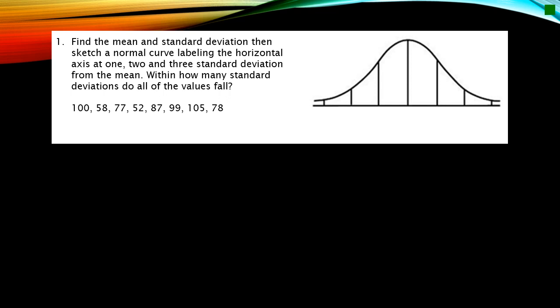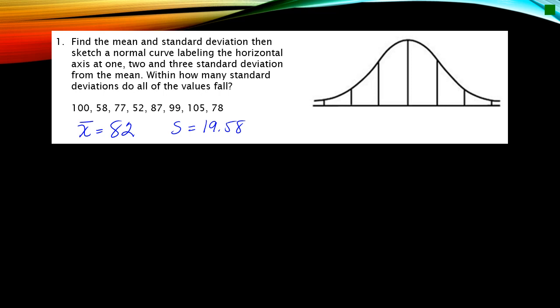So here we're given a data set, and it's asking us to sketch and label the normal curve, and then find out within how many standard deviations all the values fall. The first thing we would do is use your calculator to calculate the mean and the standard deviation. So I'm just going to tell you what they are. The mean is 82 and the standard deviation is 19.58.